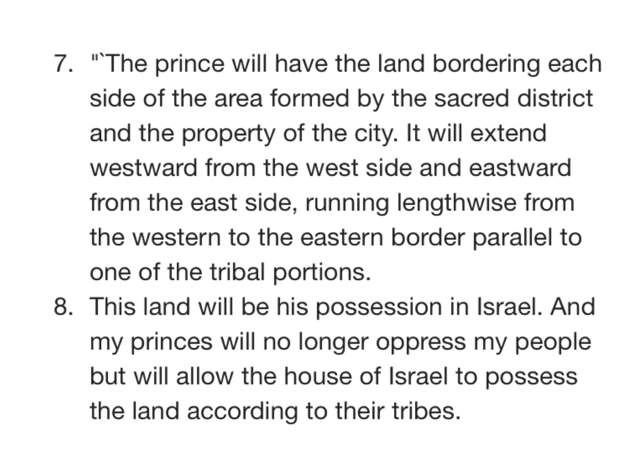The prince will have the land bordering each side of the area formed by the sacred district and the property of the city. It will extend westward from the west side and eastward from the east side, running lengthwise from the western to the eastern border, parallel to one of the tribal portions. This land will be his possession in Israel, and my princes will no longer oppress my people, but will allow the house of Israel to possess the land according to their tribes.